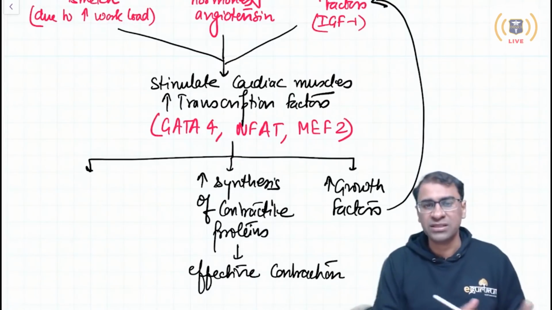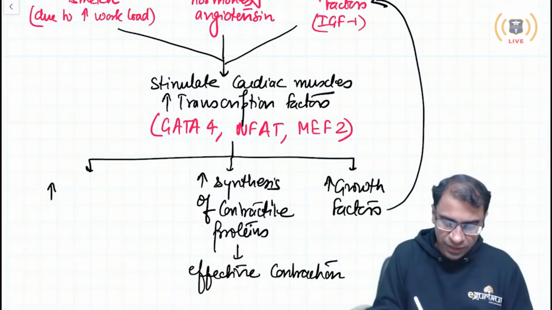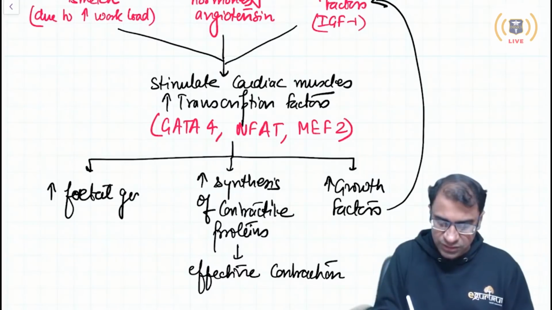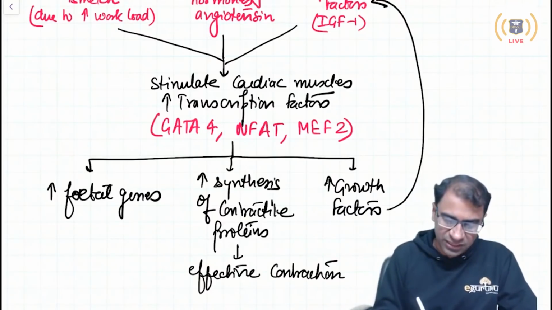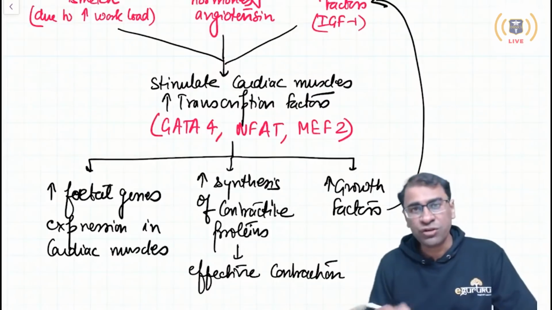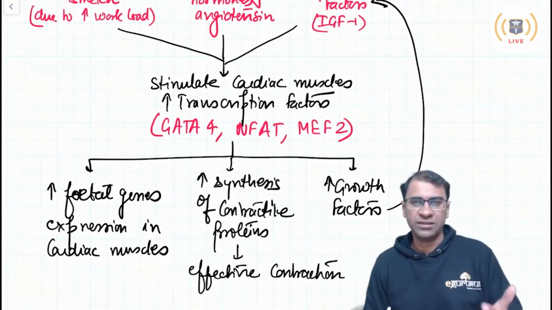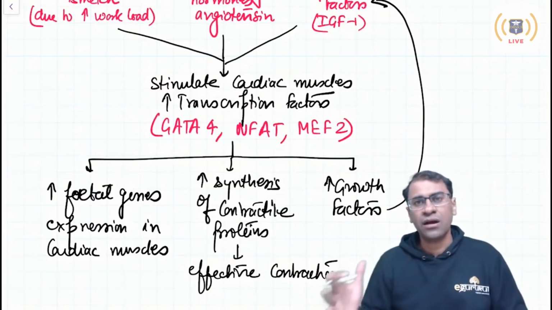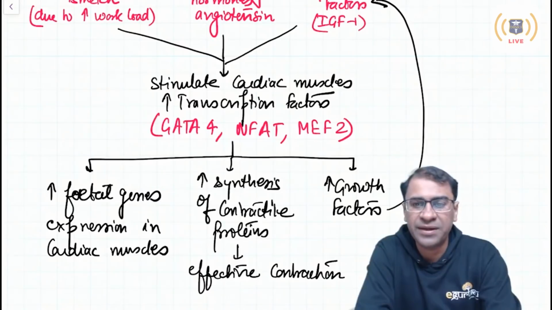And one more thing that happens is it will change the induction of the fetal genes. This will cause increased fetal gene expression in the cardiac muscles, because of which, see, there are two types of fibers you might have read in physiology in the cardiac muscle. There is an alpha isoform and there is a beta isoform.